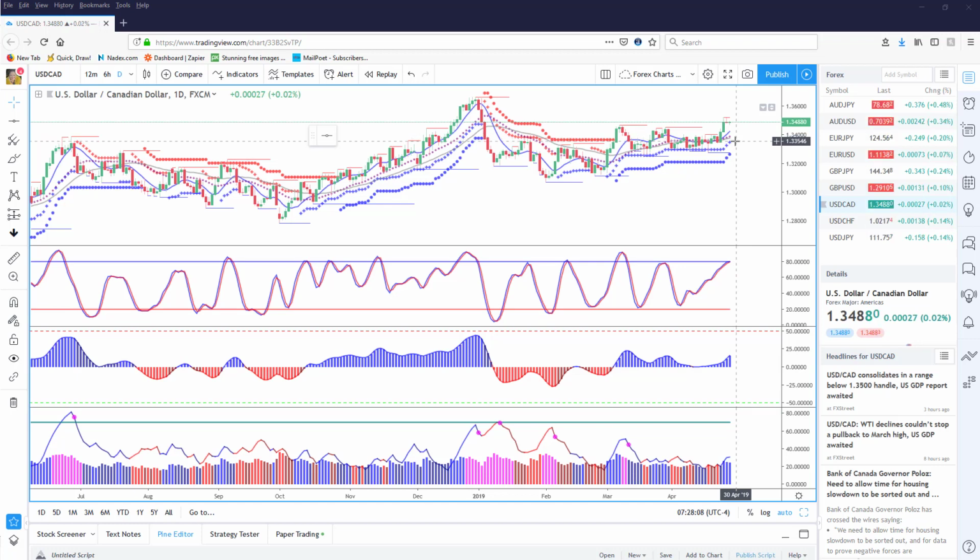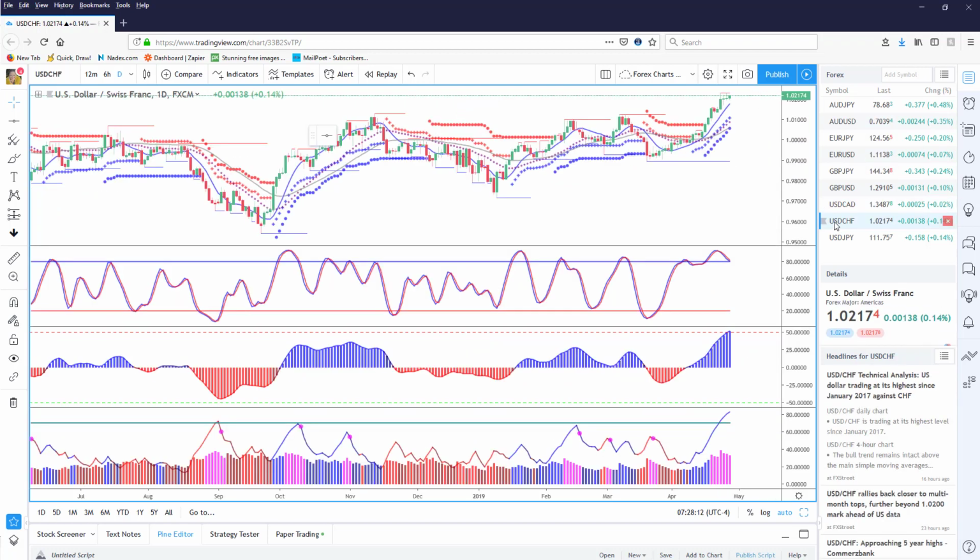And then if we go down to the USD Swiss franc, you can see we're overextended on the stochastics, on the RSI, and on the ADX. These are like one of my favorite counter trend trade setups. We do not have the bearish bar yet, but if it begins developing, you can guarantee I will be short the USD Swiss franc.